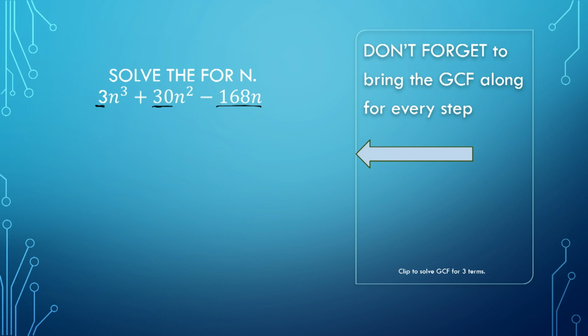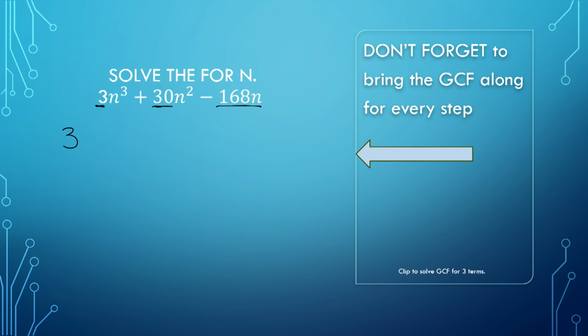Now this is a new step for us. I want to put it in my calculator. We're first going to look at 3 and 30, what the greatest common factor would be for 3 and 30. So we go to Math, Numbers 9, and we put in 3 comma 30, and we get a 3. Now let's see if that 3 will go into that 168. So I do 168 divided by 3, and I get 56. So I know that I can pull out a 3 for all 3 of those terms.